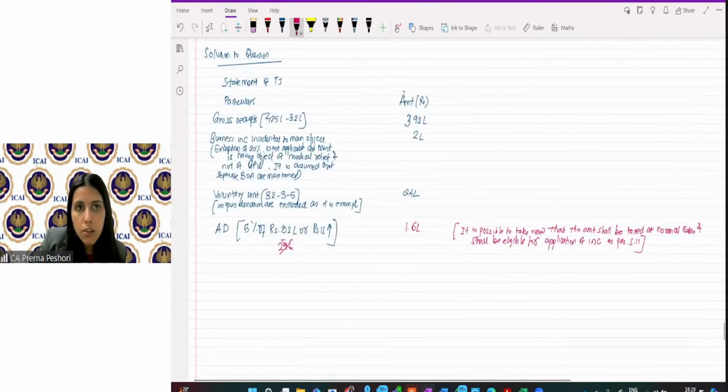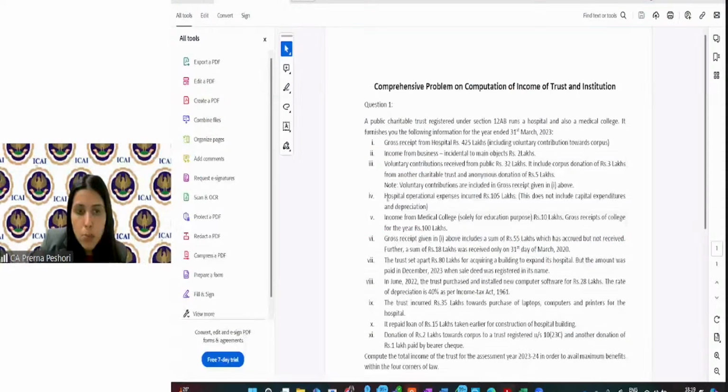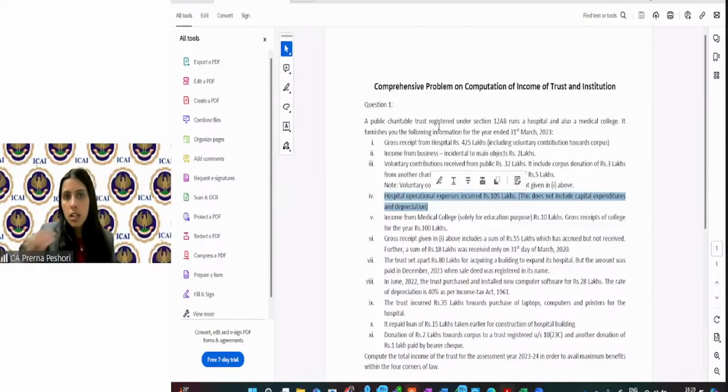Okay. Now the next one is hospital operational expenses incurred 105 lakh. This does not include capital expenditure and depreciation. So what will happen in this case, student? Hospital operational expenses.